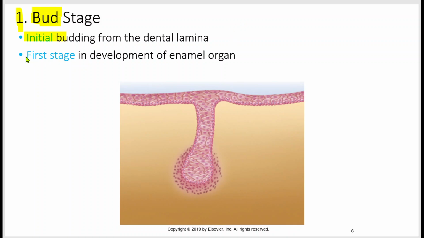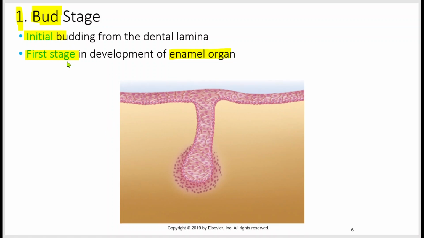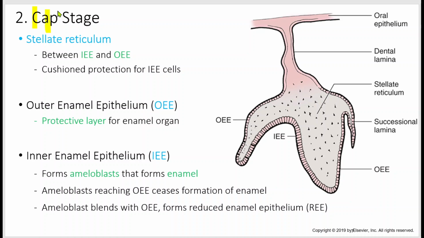Right, from the dental lamina, and it's the first stage in the development of the enamel organ. We don't have a lot of things to talk about in the bud stage. Now let's move on to the cap stage.